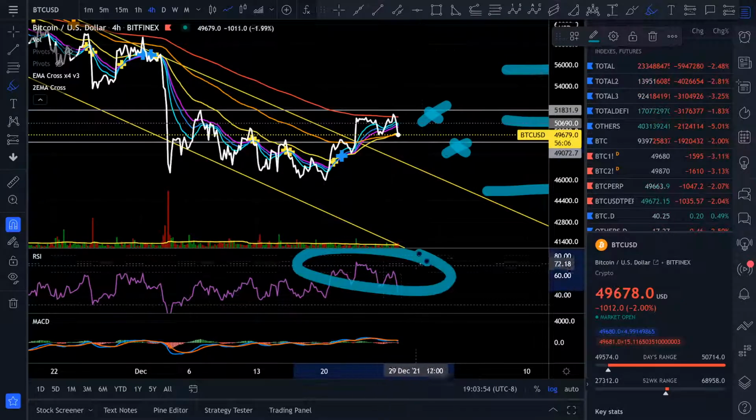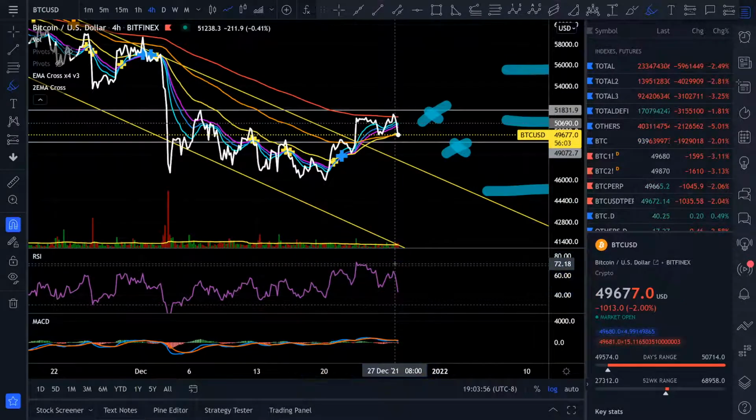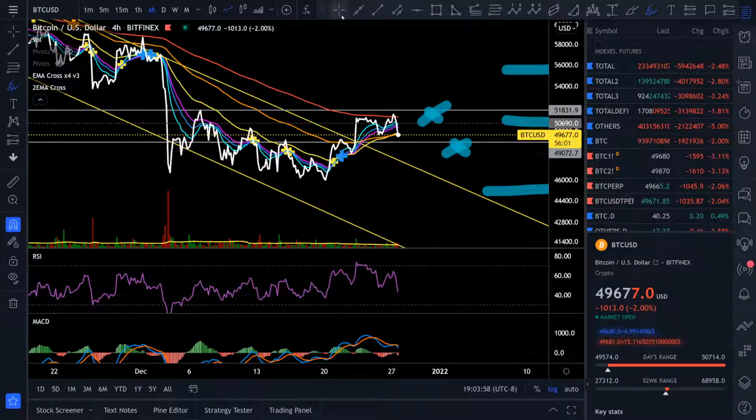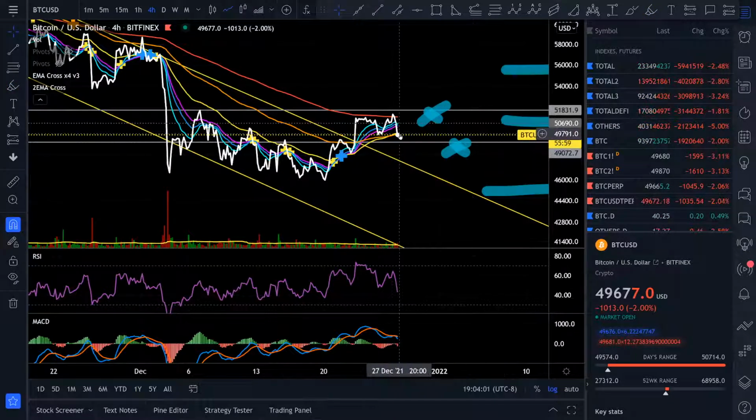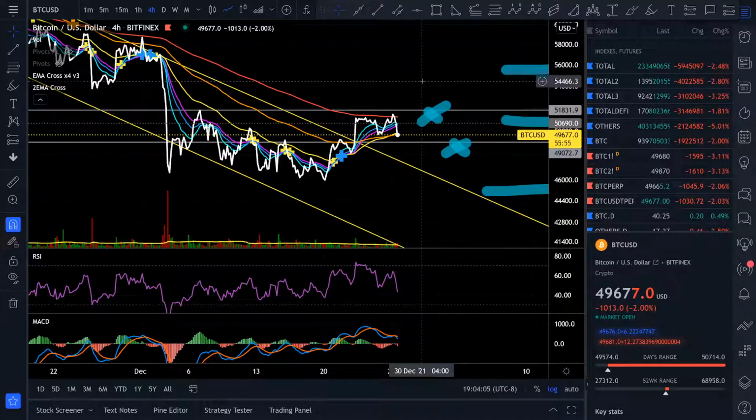What I'm concerned about is a 4 hour head and shoulders on the RSI. Okay, so for me, on some of my positions in stocks and crypto, I'm going to move my stop loss up because I'm in profit for the past 2 weeks. All right, so let's move on.